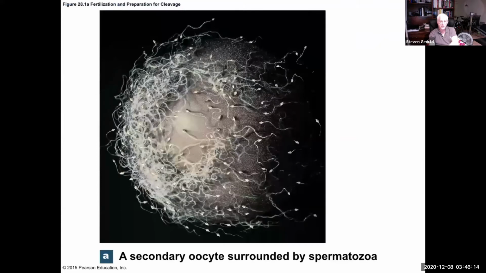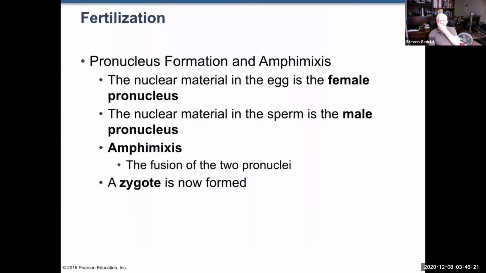Okay, this is what an egg looks like, surrounded by about 100 or so sperm. And only one of those is going to penetrate it. So you have pronucleus formation and amphimixis. The nuclear material in the egg is the female pronucleus. The nuclear material in the sperm is the male pronucleus. Amphimixis is the fusion of the 2 pronuclei, the male pronucleus and the female pronucleus.